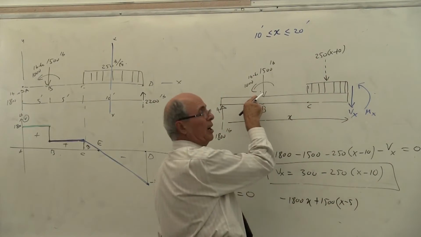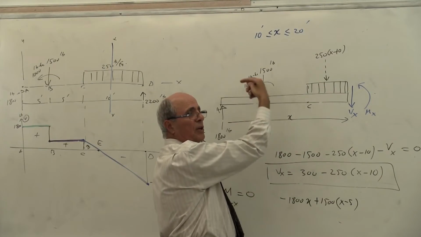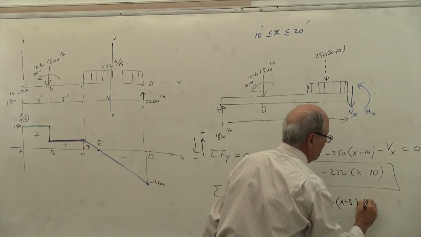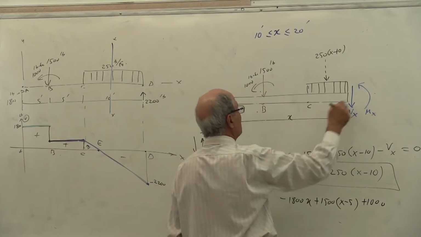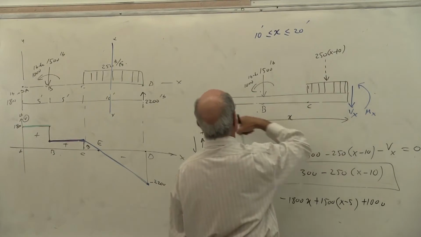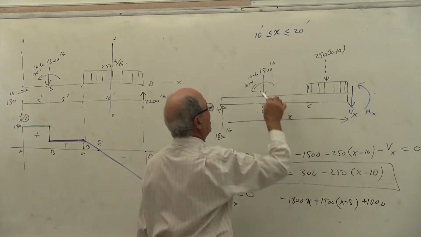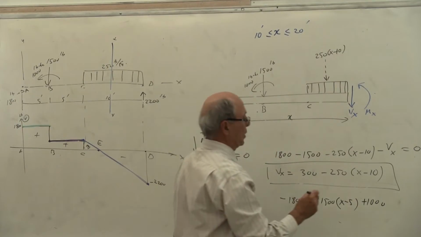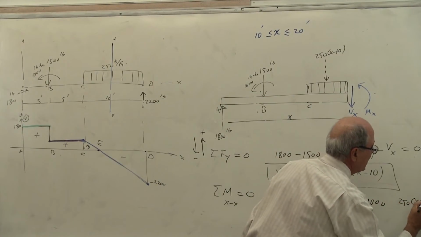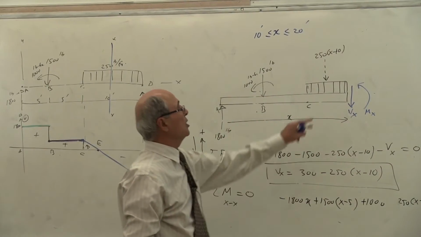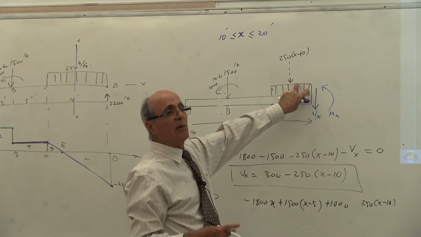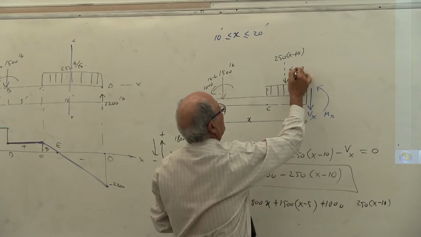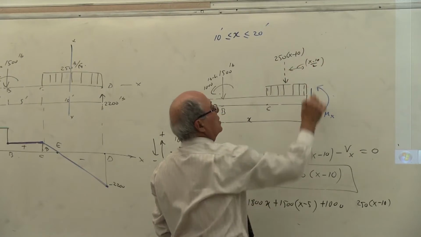Plus. How about this guy here? This is going counterclockwise, therefore it is plus 1000. Yes or no? Come on, this is plus, this is plus, yes, that's plus, this is minus. Is that correct? This goes clockwise, these two go counterclockwise, yes? Then come to this one. This is also plus, yes or no? Plus what? 250 times x minus 10, that's the load. What's this distance? X minus 10 divided by 2, yes or no? Because this was x minus 10. This distance, write it down. X minus 10 divided by 2. Is that correct or not?